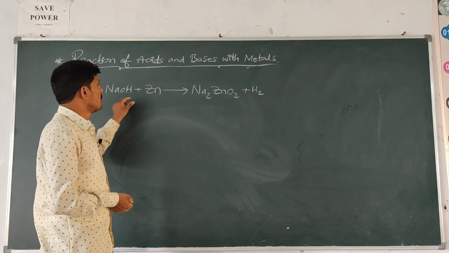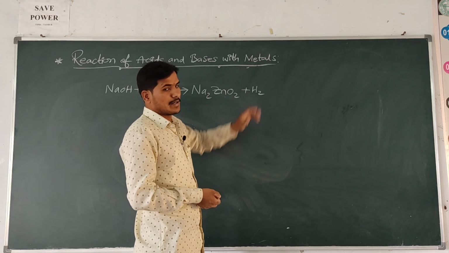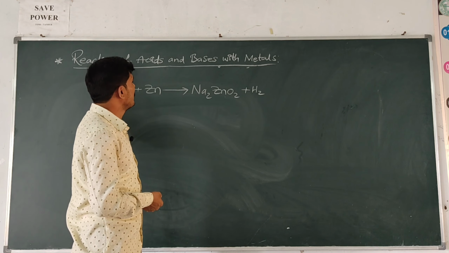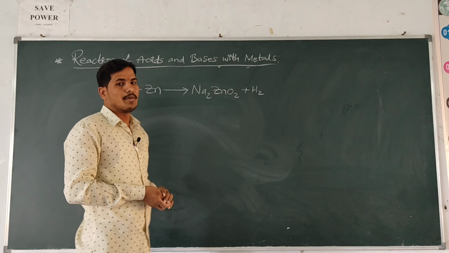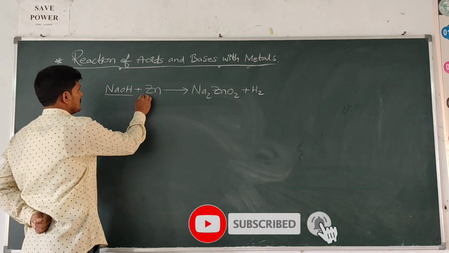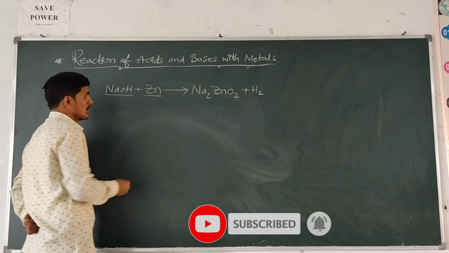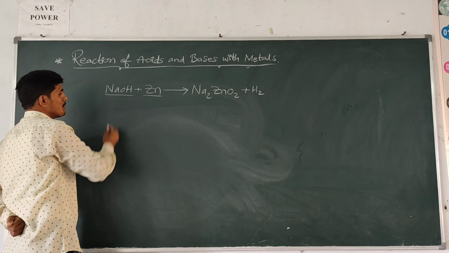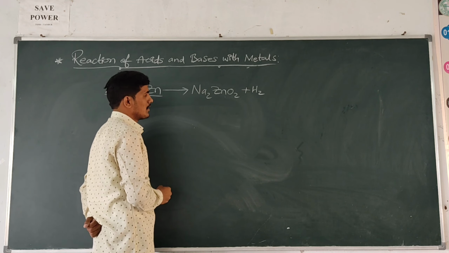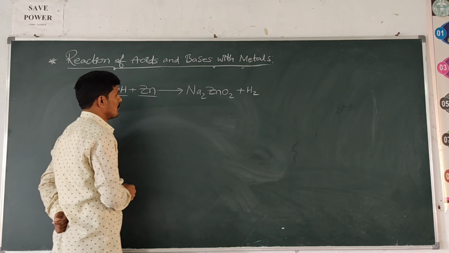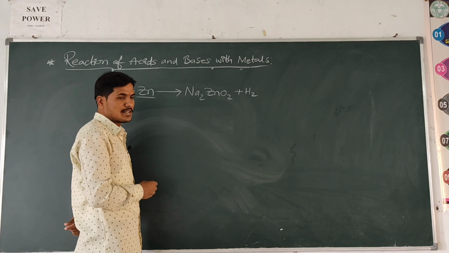Next, how are bases treated with metals? How does the reaction take place between bases and metals? Here NaOH is a base and zinc is a metal. When the reaction takes place between a metal and a base, a salt and hydrogen gas are formed. The salt produced is sodium zincate, along with hydrogen gas.